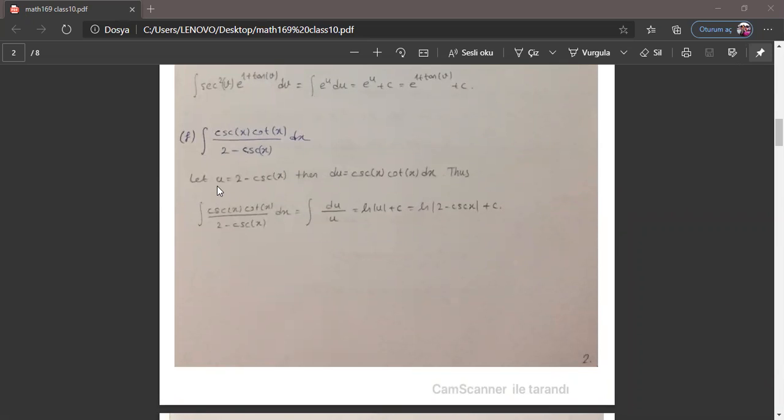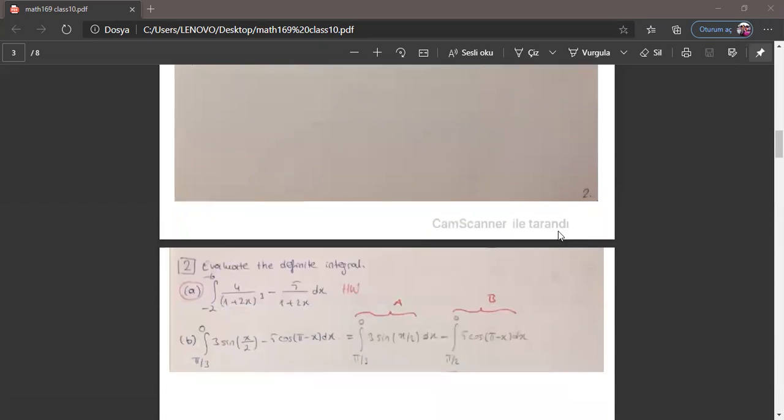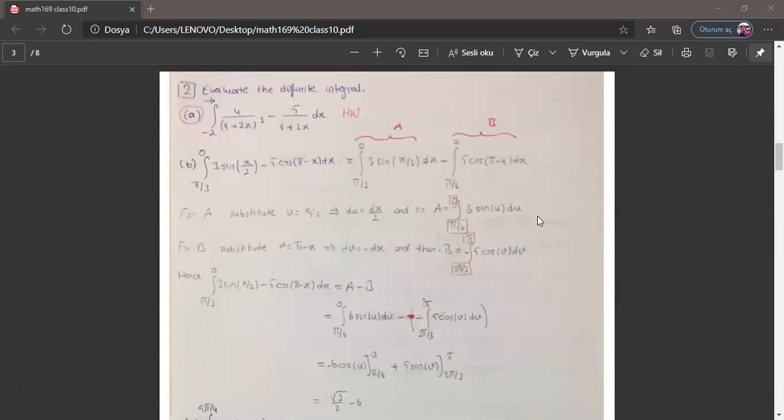And for this part, we substitute the denominator as u, so we differentiate it and get this. So in the numerator, we have exactly this part. So we have du over u. The rest is easy. Now, this is homework for you.